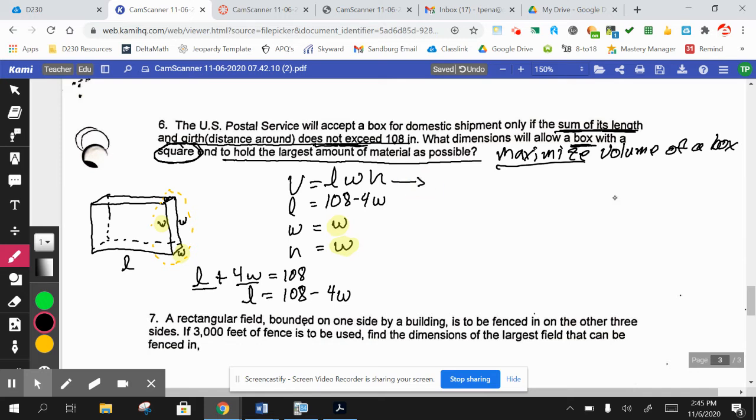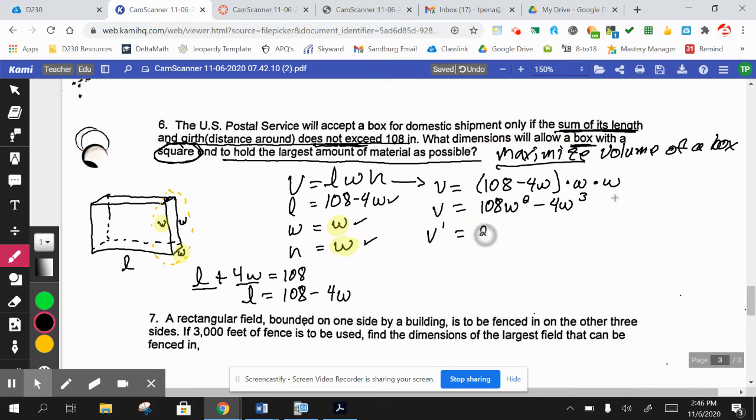That then allows us to now write our volume equation as 108 minus 4W multiplied by W multiplied by W. So it's just our length times our width times our height. Clean that up. So that thing, when we completely simplify this, would be 108 W squared minus 4W cubed. That's our equation to take the derivative of and find our max.